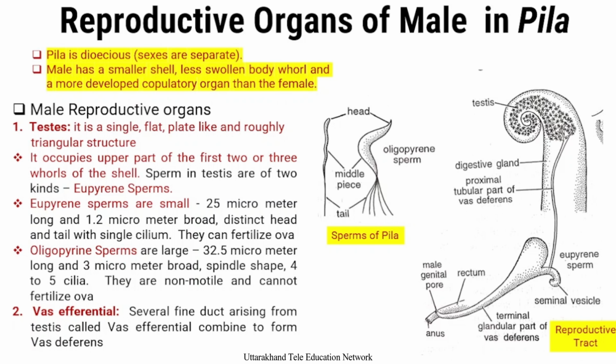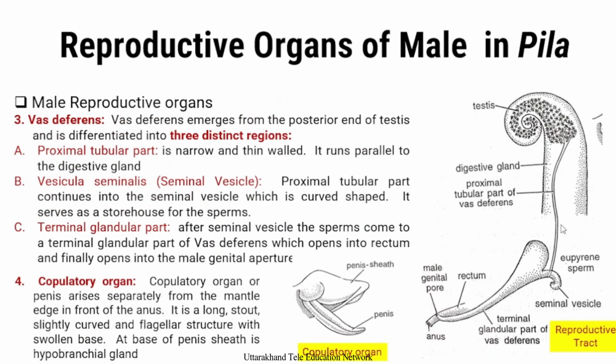Now come to the vasa efferentia. These are fine ducts arising from the testes, and these vasa efferentia combine to form the vas deferens of the male reproductive organ. The vas deferens emerges from the posterior end of the testes and is differentiated into 3 distinct regions. Just concentrate on the diagrams also, students. The first is the proximal tubular part. It is narrow with a thin wall and it runs parallel to the digestive gland.